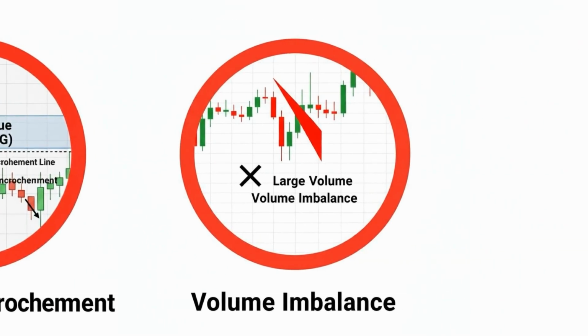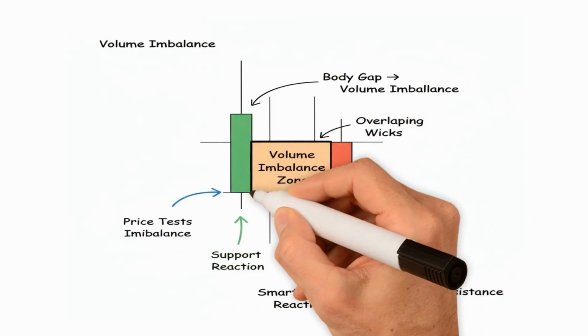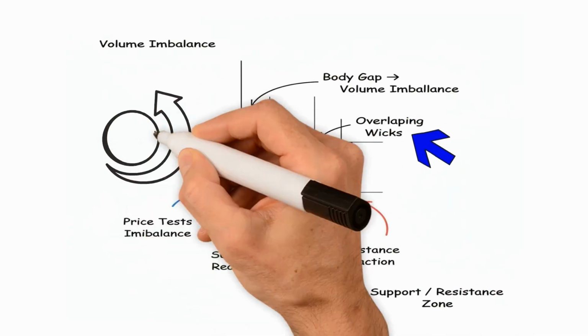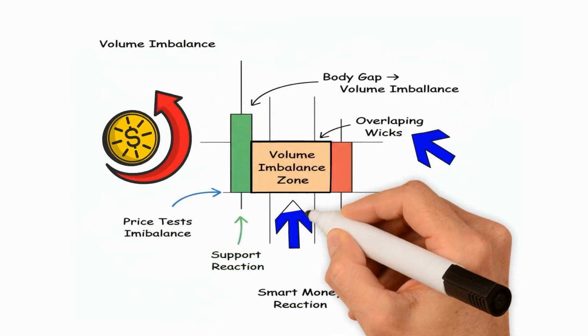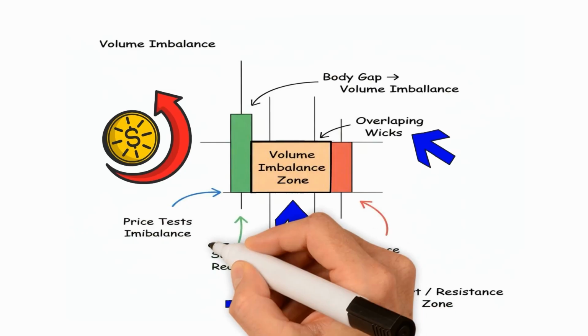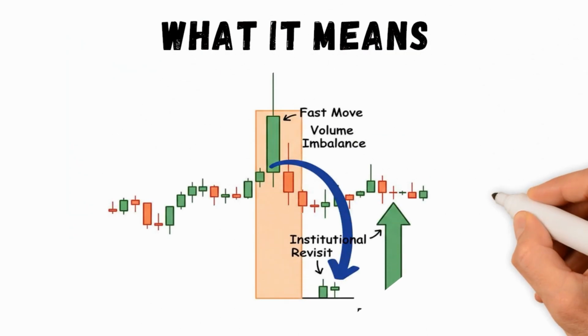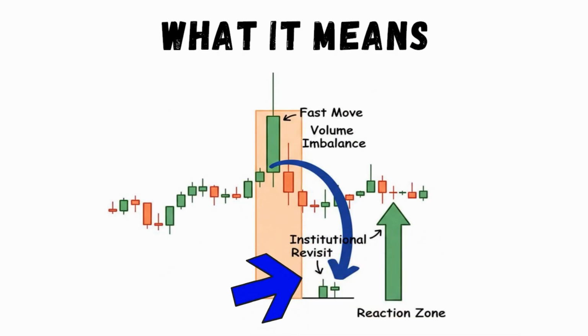Volume imbalance. A volume imbalance occurs when there's a gap between the open and close of two adjacent candles, but their wicks still overlap. It represents a subtle inefficiency in price delivery, less aggressive than a fair value gap, but still significant. Smart money sometimes uses these zones as support or resistance. What it means: volume imbalances can indicate areas where institutions moved price quickly and may want to revisit.